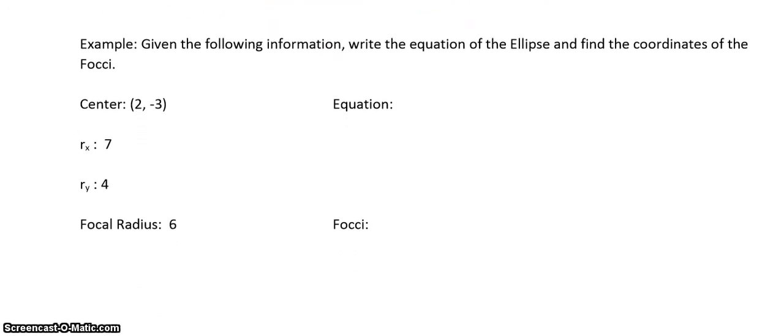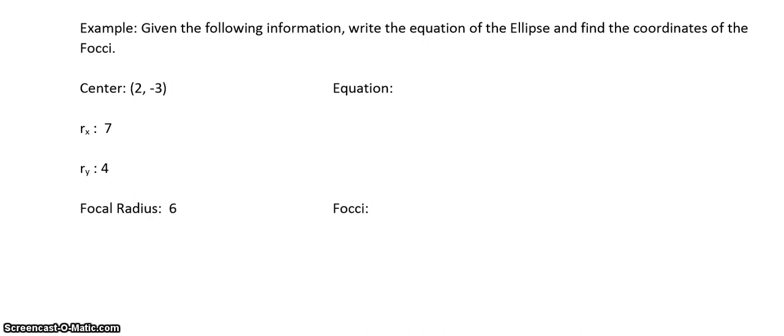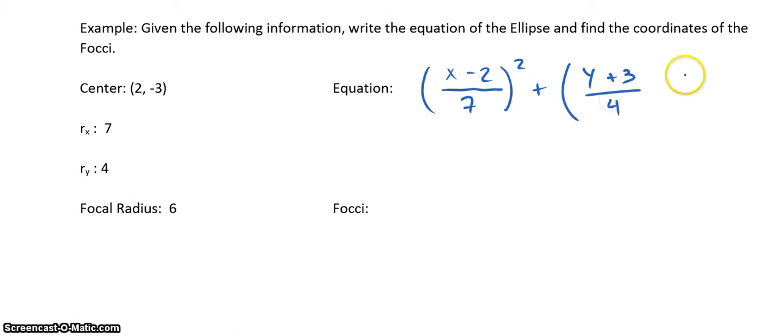Now it says, given the following information, write the equation of the ellipse and find the coordinates of the foci. Alright, so we have the center is 2, -3. My x radius is 7, my y radius is 4. So we have x, the opposite of 2 is -2, squared, all over my x radius, 7 squared, plus y, the opposite of -3 is +3, squared, all over my y radius, 4 squared, is equal to 1.